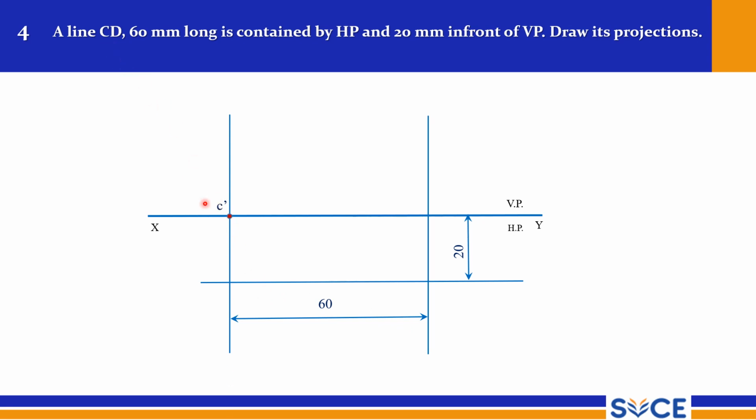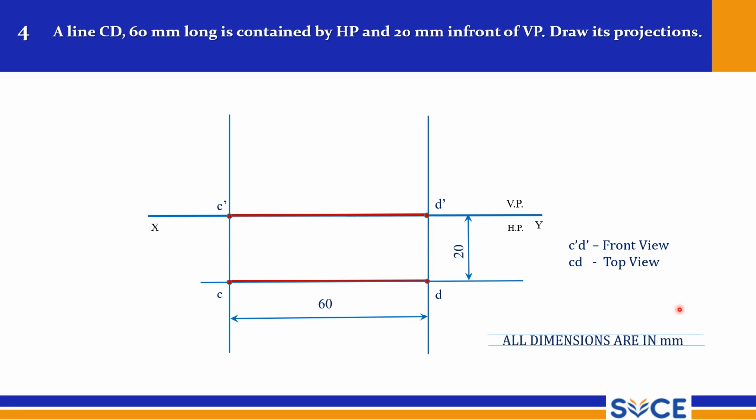Sorry, it is C dash and D dash, whereas this will be your corresponding C, top view, and this is your corresponding D. So this is the top view, and this will become your front view. Front view is on HP itself, on the XY reference line itself. So that is the importance of this problem. C dash D dash is the front view, CD is the top view, all dimensions are in mm.